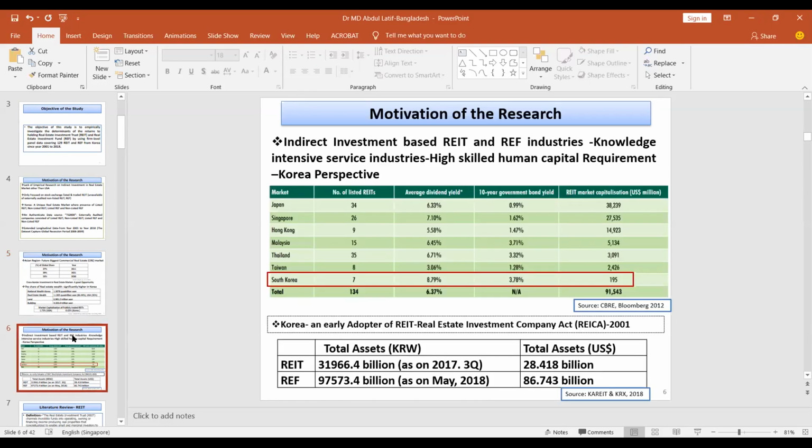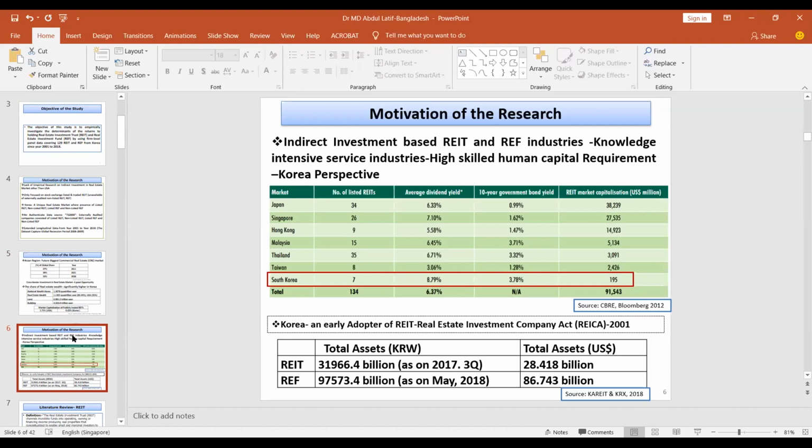If we see, Korea is the forerunner in the real estate law. They enacted the law in 2001, at the same time as their counterparts like Japan and Singapore initiated this act, but Japan, Singapore, and Hong Kong are going very fast compared to Korea. In number of listed REIT, according to Bloomberg data, Korea has only 7 compared to Japan's 34. REIT market capitalization in US million dollars is only 195 in Korea, whereas in Japan it is 38,239. And if we compare with Malaysia and Thailand, Korea is also far behind them.